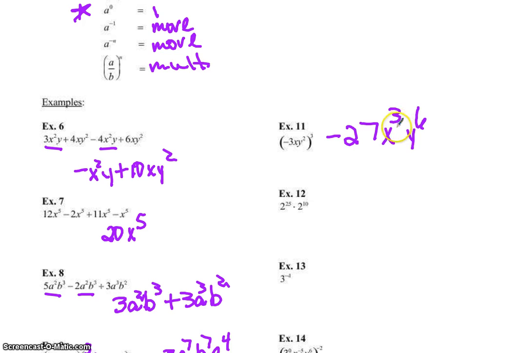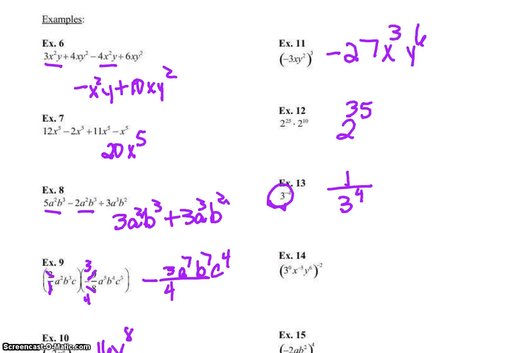You're multiplying your exponents. This is a little confusing because your base is a number. Your base is your base, and it always stays the base. So your base is 2. 25 plus 10 is 35. I don't want a negative exponent, so the whole thing goes to the bottom, and it's 1/3 to the 4th.